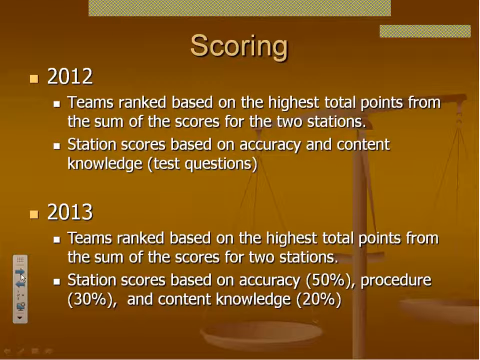Really, the scoring is a little different this year. In 2012, I did not give a procedure score at the nationals, and at the state event, I'm saying I'm going to put in a procedure. So the score is still 50% based on a right answer, 30% on procedure, and I'll develop a rubric for that. And then content knowledge, we'll still have some questions on the particular content that can be used to differentiate the score a little.